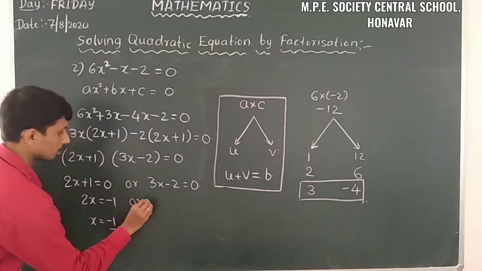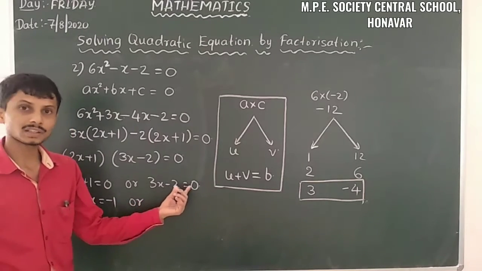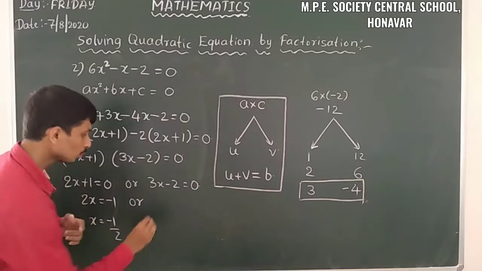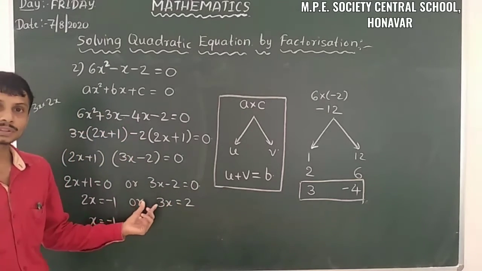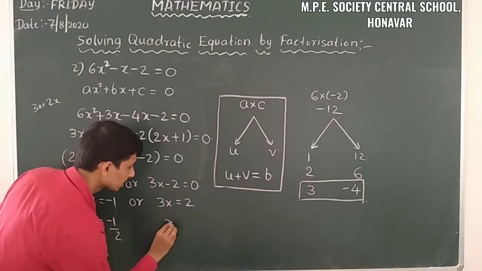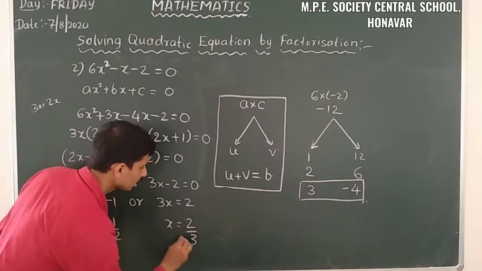Then here, 3x minus 2 is equal to 0. Firstly, I will transpose 2. That is, 3x is equal to 2. Then I will transpose 3 to the RHS side. That means it becomes x is equal to 2 by 3.